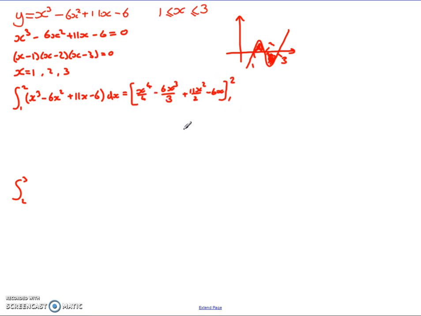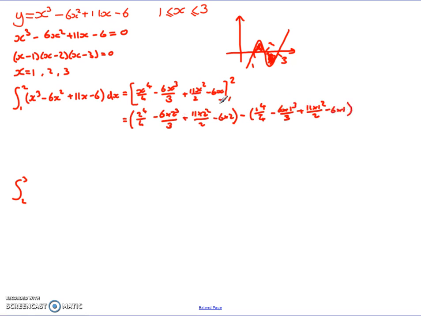Now that we've got it, we just substitute in our limits, calculate the two parts, and then calculate the difference between them. I start by substituting in the 2. So I get 2 to the power of 4 over 4, take away 6 times 2 to the power of 3 over 3, plus 11 times 2 squared over 2, take away 6 times 2. We then substitute in the 1 for our second bracket, and I get 1 to the 4 over 4, take away 6 times 1 cubed over 3, plus 11 times 1 squared over 2, take away 6 times 1.